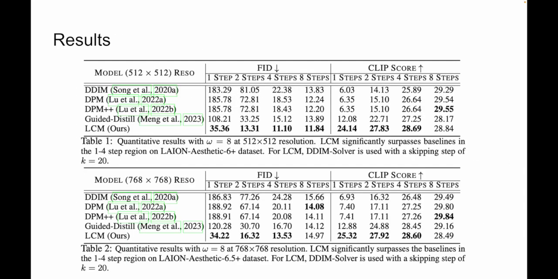Here are the results. The quantitative results in table 1 and table 2 show that LCM outperforms the baseline methods at both resolutions, especially in the low step regime, which means 1 to 4 steps, highlighting its efficiency and superior performance. Unlike the DDIM, DPM, and DPM++, which require more peak memory per sampling step with CFG, LCM requires only 1 forward pass per sampling step, saving both time and memory. Moreover, in contrast to the 2-stage distillation procedure employed in the guided distill, LCM only needs 1-stage guided distillation, which is much simpler and more practical.